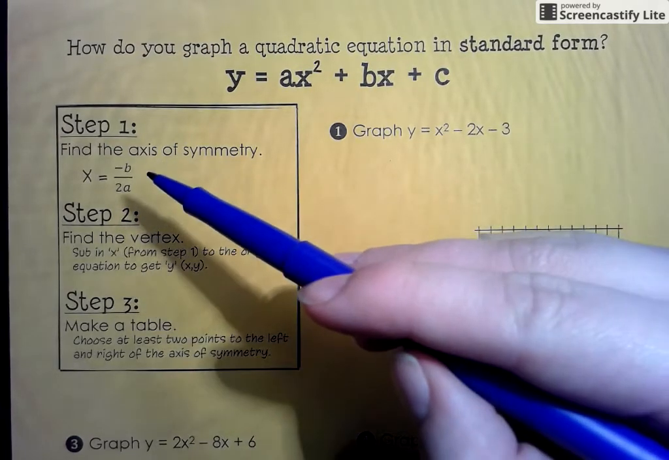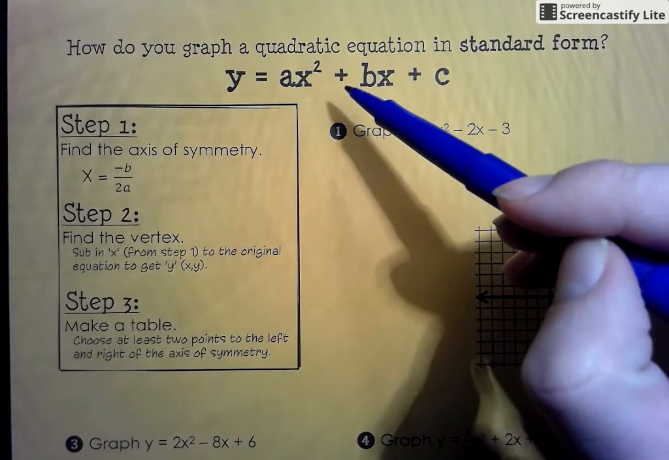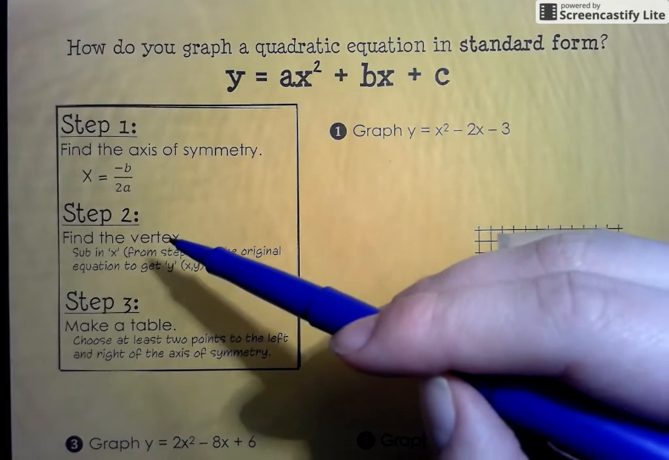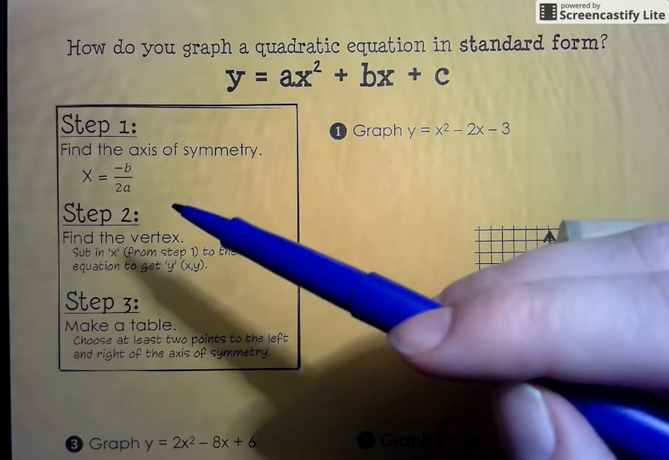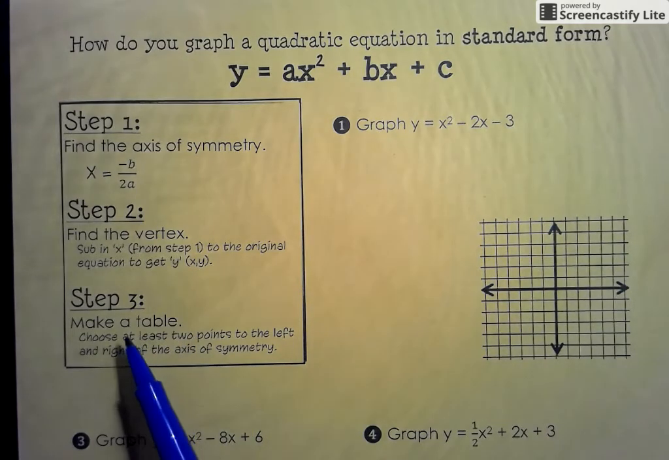Then you have to take your x value and put that into your equation, and that will get your y value. So that's going to be your vertex, or the lowest or highest point, depending on which way your graph is facing. And then you're going to make a table to help you find at least two more points, or 4 more points, to make your graph.